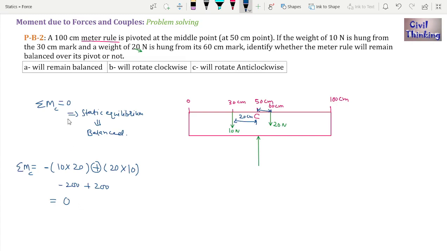What does that mean? It means this meter rule is in static equilibrium or balanced. Which option is correct? Option A is correct, it will remain balanced. So that's it. This is how we solve this problem.